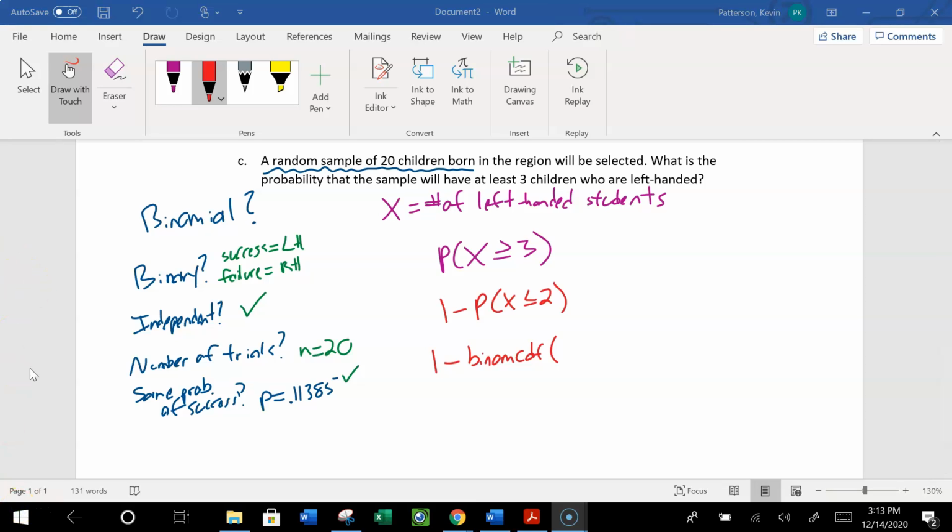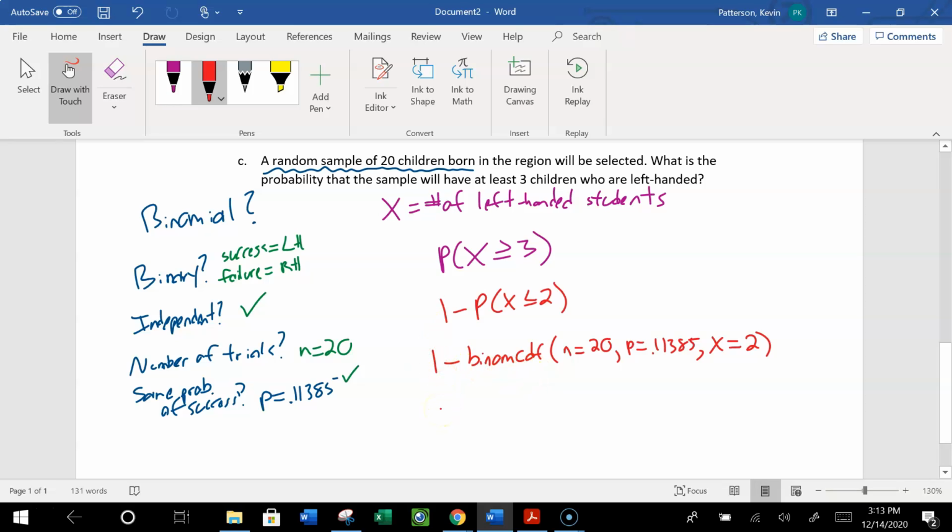So when we do binomCDF, it's going to ask for 3 values. It wants the number of trials, which is 20, and we define it as n equals 20. They want the probability of success, so that would be the answer we got in part A, probability of left-handedness, .11385, and they want to know how many successes we're looking at, which in this case is 2. Now remember, binomCDF isn't going to calculate just 2 left-handed students. It's going to be the summation of 0 left-handed students plus 1 left-handed student plus 2 left-handed students, and it's going to stop there. And then we're taking the complement by doing 1 minus.